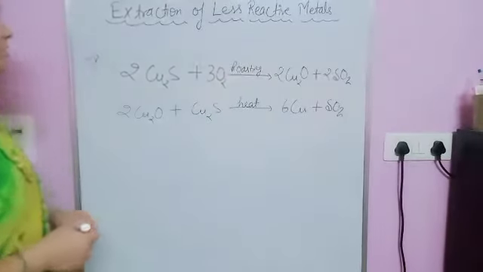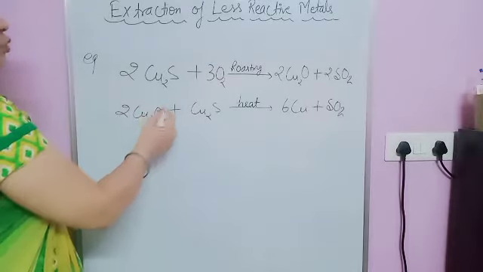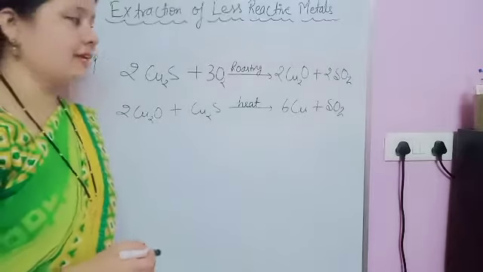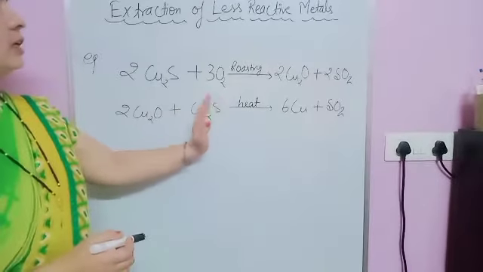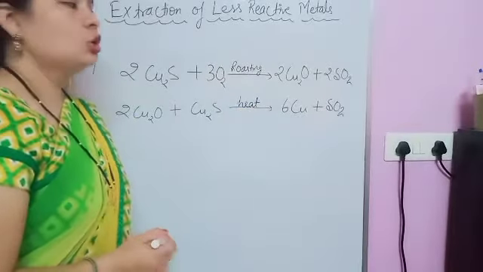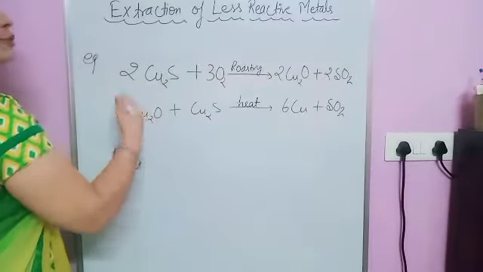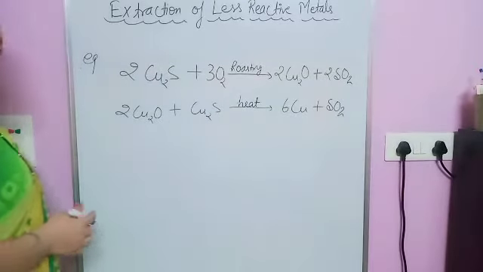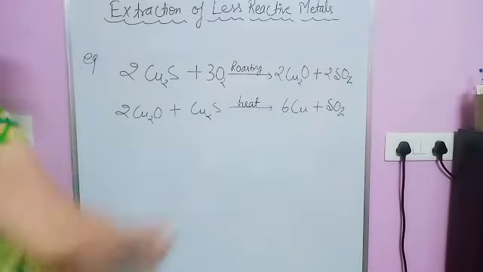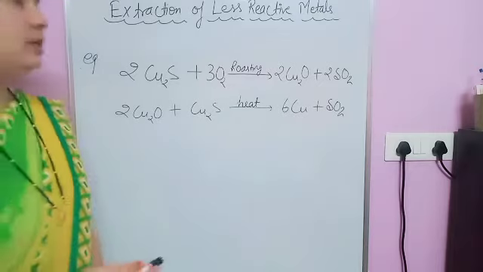But in this case, Cu2O, the copper oxide, is treated with copper sulfide, the copper 1 sulfide, and then heated, and you will get copper plus SO2, giving pure copper. If you heat it you will get copper, or otherwise you can use Cu2S and heat it, and you will get copper plus SO2. So both the examples are mercury and copper.